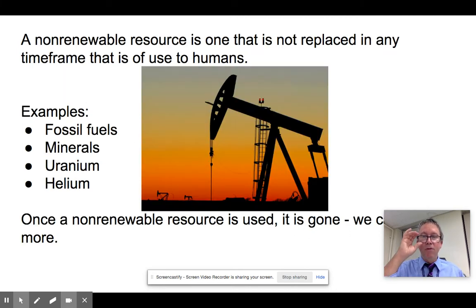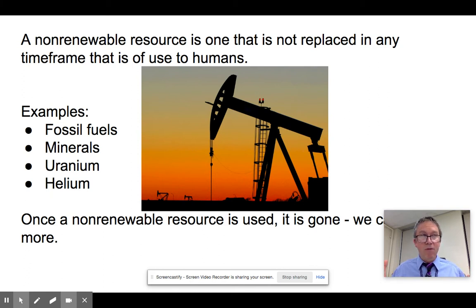A non-renewable resource, on the other hand, is something that can't be replaced. You get to use it one time and then it's gone. Now you can recycle some of them, but others it's like a one-time use and it's gone. And at least it can't be replaced in any time frame that was of any use to human beings. So examples of this would be like fossil fuels. There's a certain amount of oil in the ground. There's a certain amount of coal. Once we burn through it, it's gone and we cannot get it back.